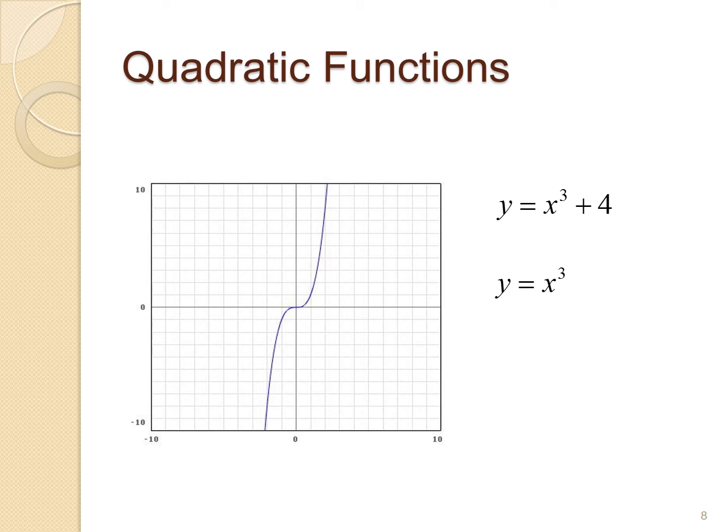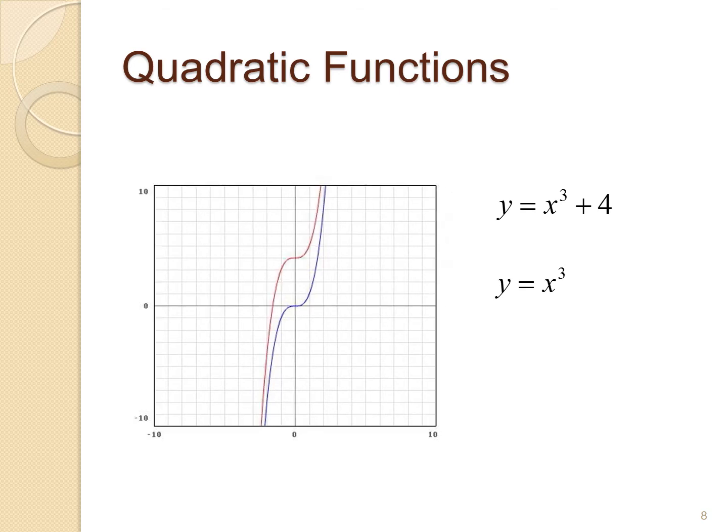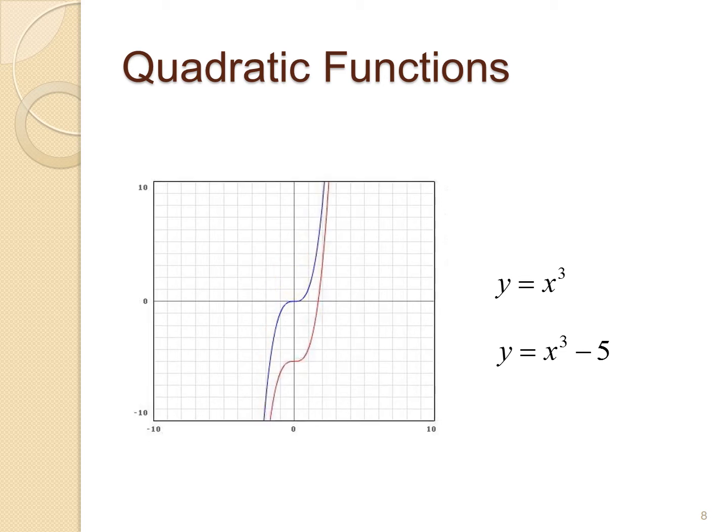When we're working with moving the graph around, as you could imagine, this is similar to x squared. When you have y is equal to x cubed plus 4, it's going to shift the graph up 4 places, just like it does with x squared. When you have y is equal to x cubed minus 5, that's going to shift it down 5 spaces, just like with the parabola.